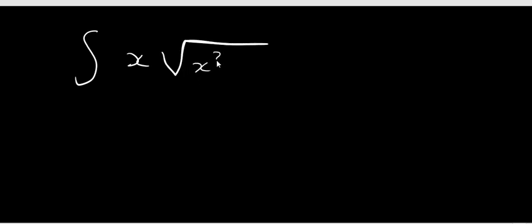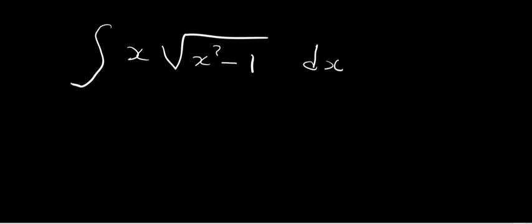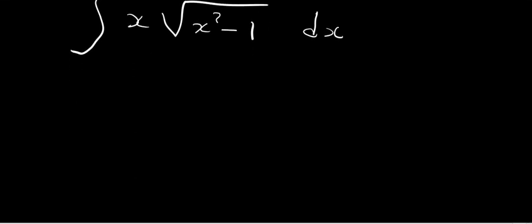So the next one is: find the integration of x times the square root of x squared minus 1, dx. Okay, x squared minus 1, dx. There you have the integration sign. So if we were able to do that, what can you do?